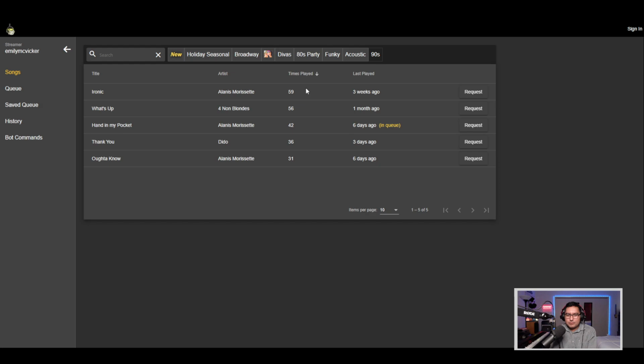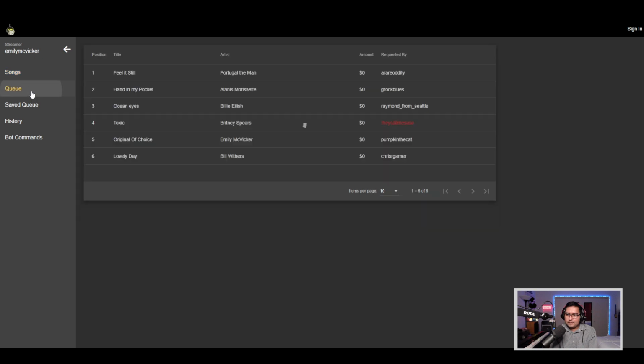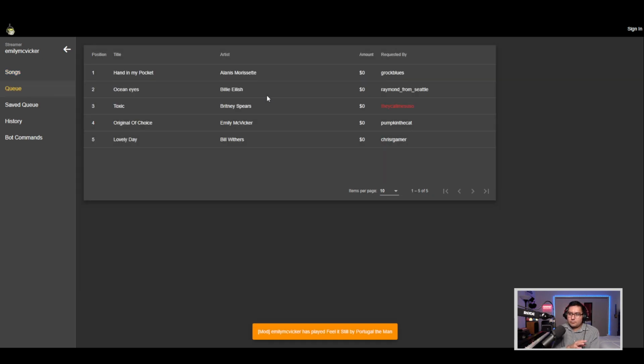So now what you want to look at next is something that's really fun to look at when you're on the streamer song list site. You can also look at the queue just to get an idea of what's been played. This could also help you select what song you want, because if you take a look at what's in the queue right now, you can see the current song is Hand in My Pocket by Alanis Morissette, and you have Ocean Eyes and Toxic, and then an original song.